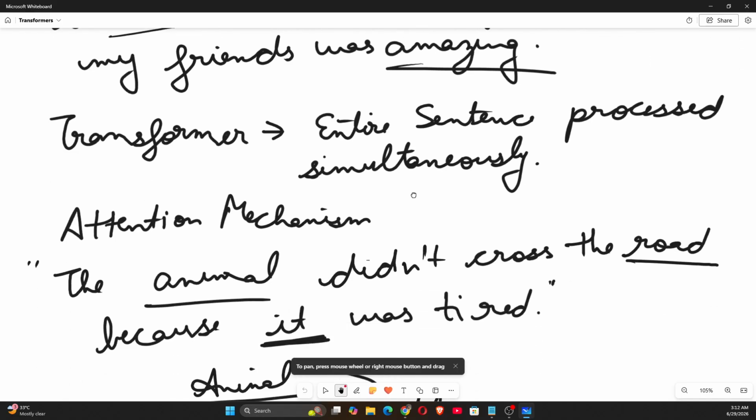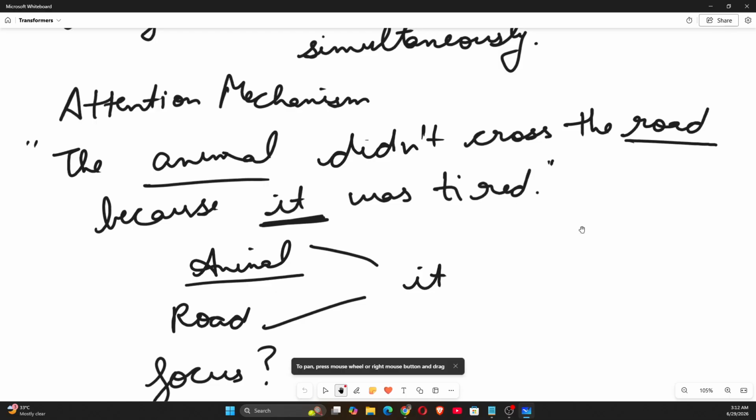Now comes the attention mechanism. You can say that the attention mechanism is the heart of transformers. Suppose I take the sentence, the animal didn't cross the road because it was tired. Question, who is tired, the road or the animal? The transformer will give more attention to the animal. How? You can see on the screen. Mainly it focuses on the word animal. Attention tells the model what word it should focus on.